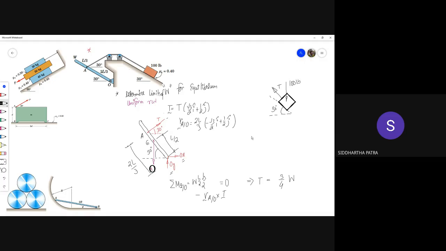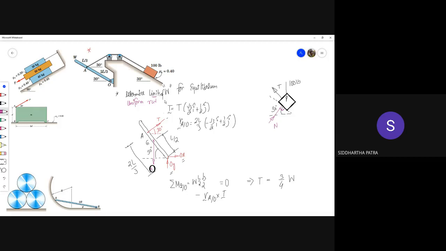Okay, and then you can expect a normal force. So this one is normal, and the corresponding friction force, you can imagine. Now we are talking about limits. That means we are talking about limiting friction.